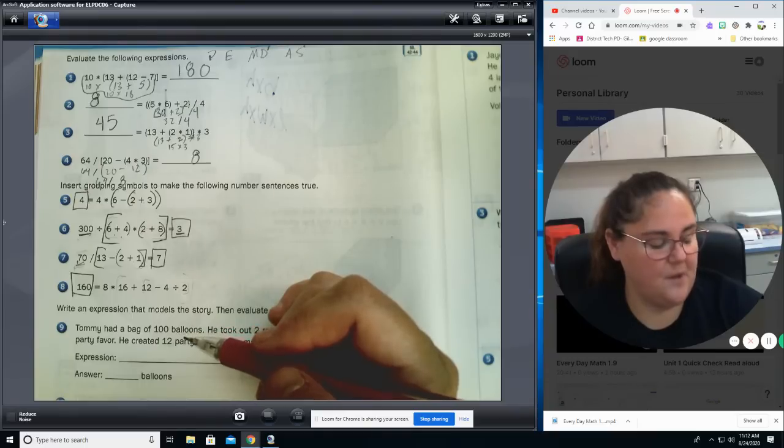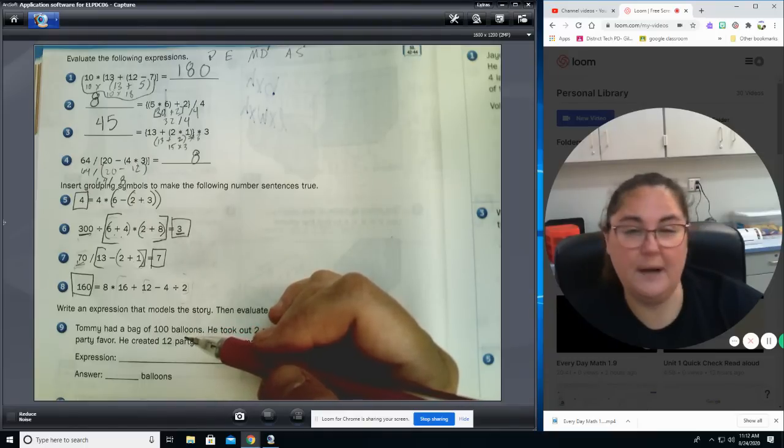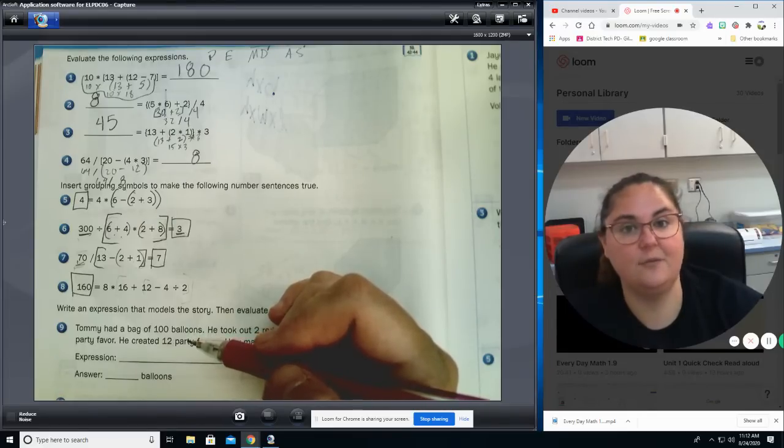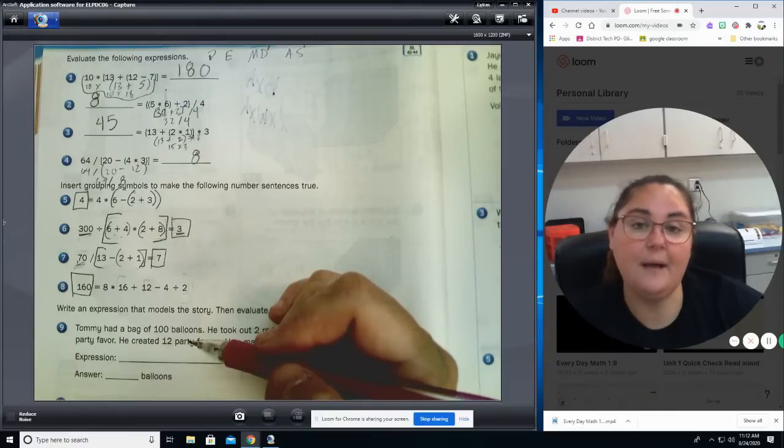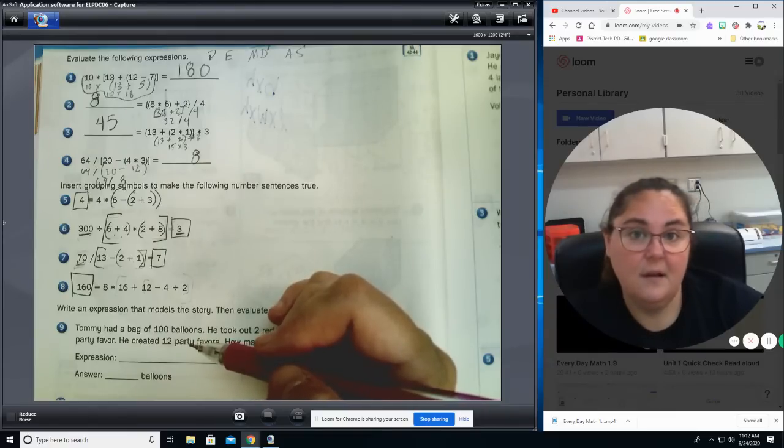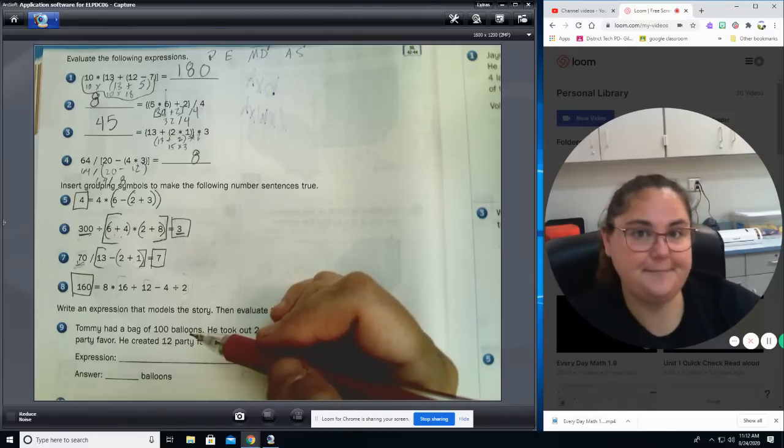Let's see. What I want you to do is I want you to pause. And I want you to think through this problem, and I want you to try a few things and see if you can figure this out. When you come back, I'm going to show you my thinking. I'm going to show you a couple different options, and we're going to find this answer. It's a little trial and error. Okay, go ahead and pause.